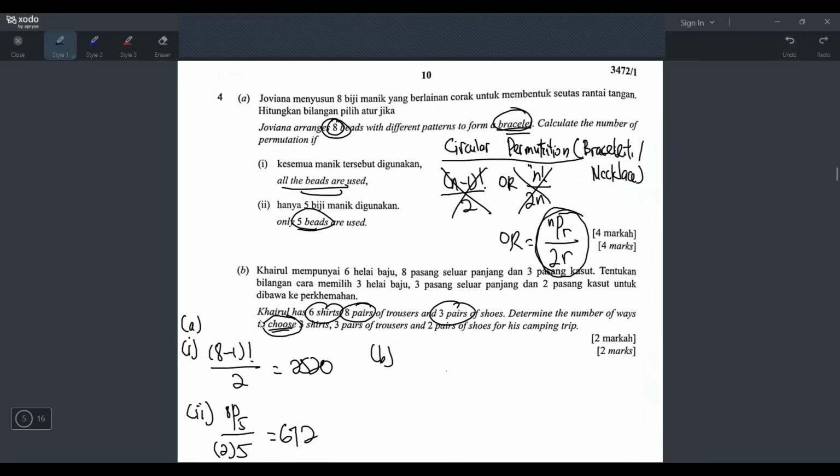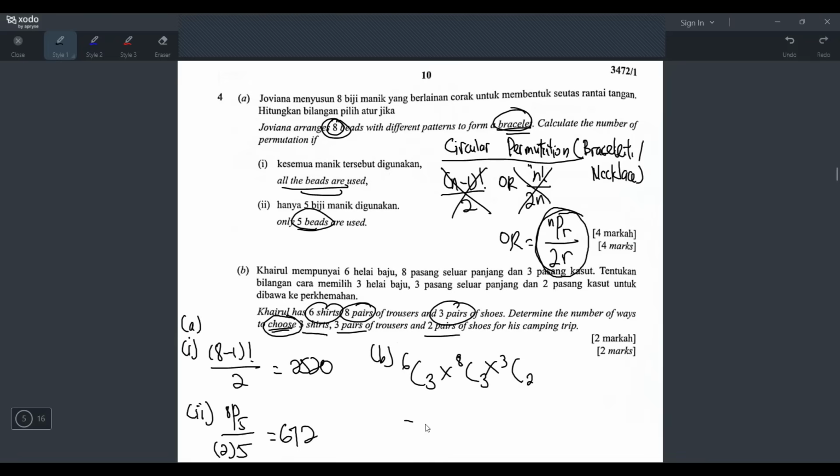So the keyword here is choose. Choose means you will use combination. You will use C to do. So choose how many? 3 shirts, 3 trousers, 2 pairs of shoes for his camping trip. So from 6 shirts, you want to choose 3, 6C3. 8 pairs of trousers, you want to choose 3 trousers, 8C3. 3 pairs of shoes, you have to choose 2 as well.